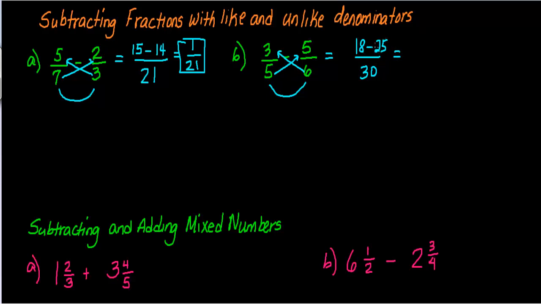Whenever you have a minus, this is what I want you to do. 18 minus 25 over 30. You change the minus to a plus, and you change the sign of the number next to it. So you have 18 plus negative 25. And that equals negative 7 over 30. And you're done.